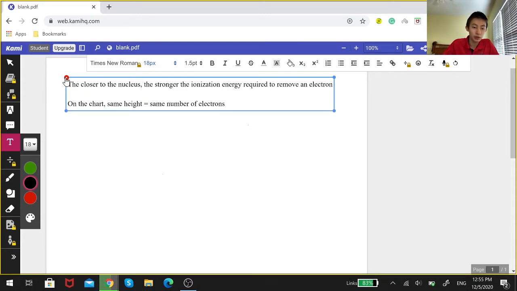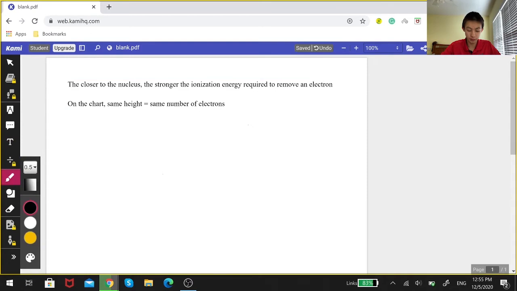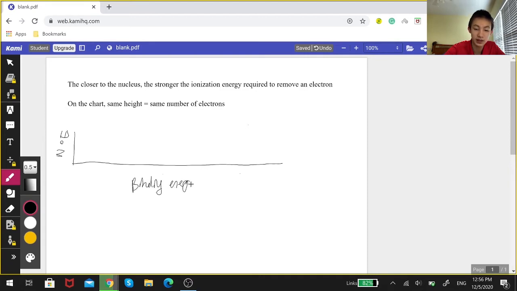Alright, and let me draw one here real quick. So we're gonna have a line down here, line up here. It's got number of electrons. Down here it's ionization. No, it's binding energy, basically the energy. So over here we have 500, 400, 300, etc. Over here 0.